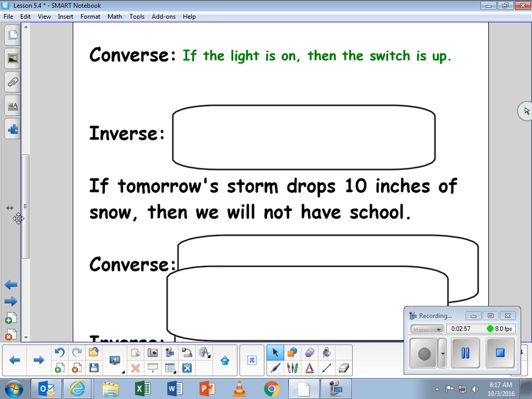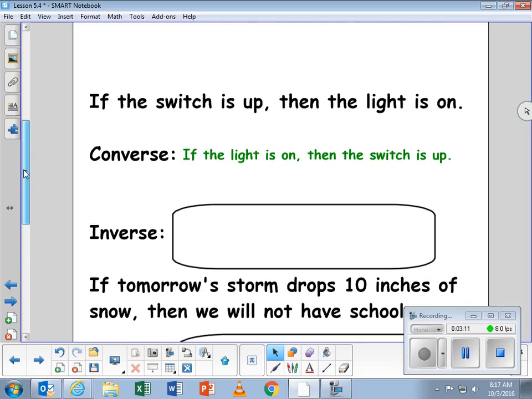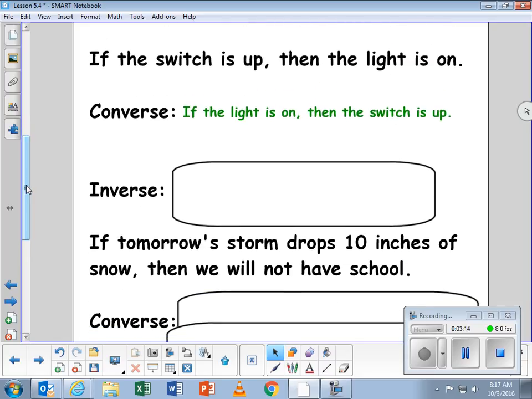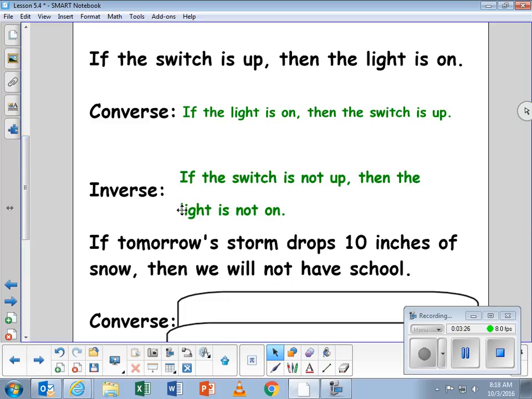Now, the inverse then. What did it say the inverse does? Negates the hypothesis and the conclusion of a conditional. What's the hypothesis in this original conditional here? So how would I negate that? It's not up. What's the conclusion here? The light is on. So how do I negate that? The light is not on. So if we put them together, we say if the switch is not up, then the light is not on.